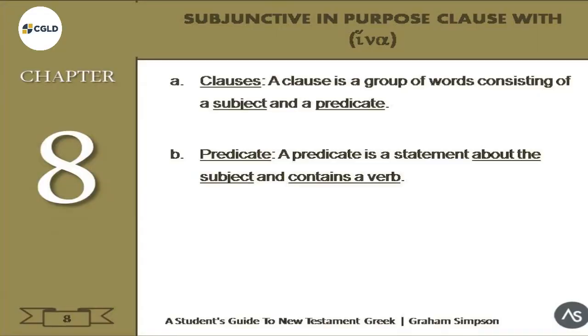Now, we are going to look at something called clauses and the predicate. What are these clauses and the predicate? And we will look at a particular word called hina. A clause is a group of words consisting of a subject and a predicate. I will explain that further in this session. What is a predicate? A predicate is a statement about the subject and contains a verb in it. Just remember that.